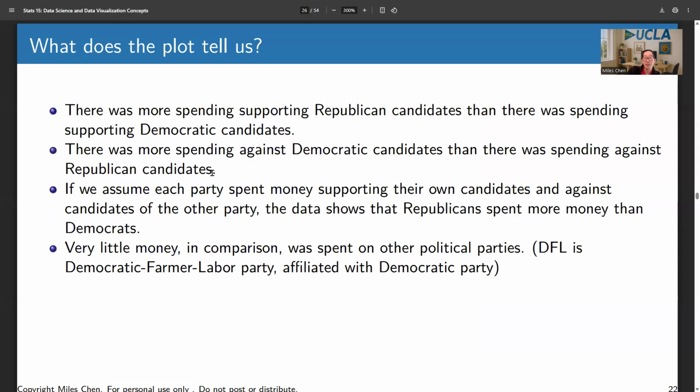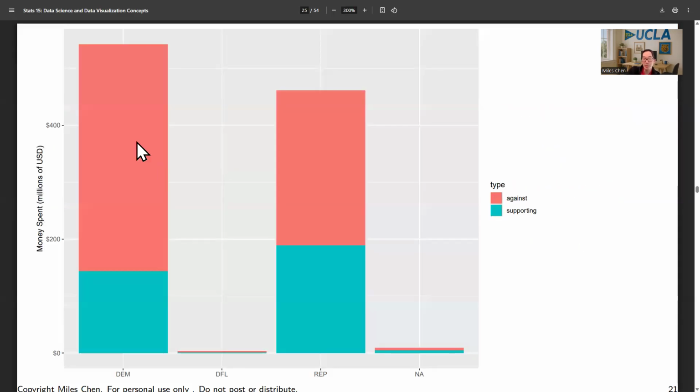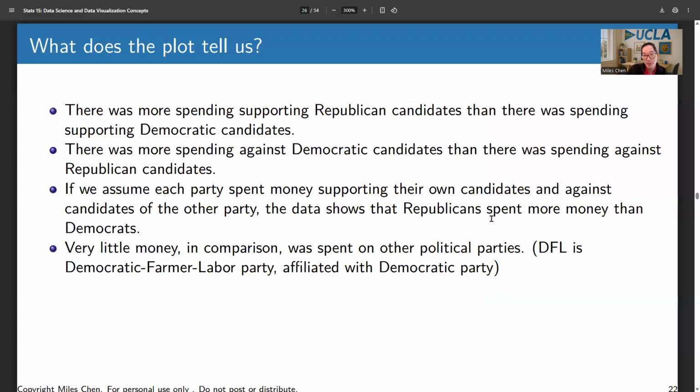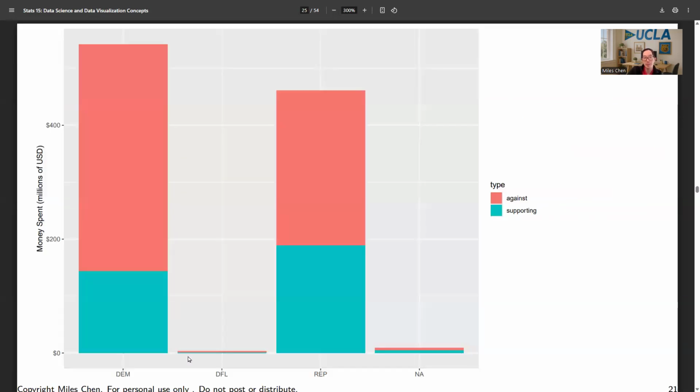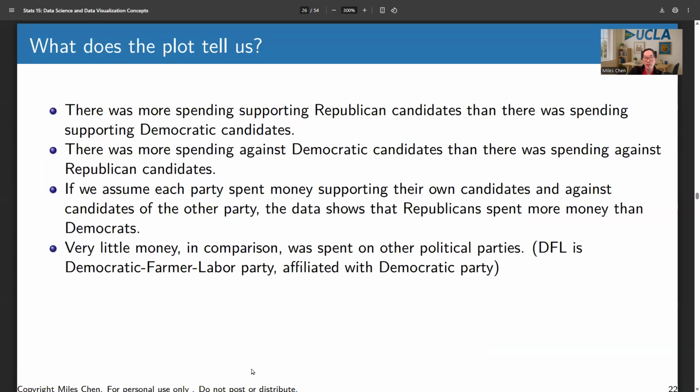We can see that there was more spending against Democratic candidates than against Republican candidates. The red part for against Democratic candidates is larger than the spending against Republican candidates. That red part is a little smaller. And so we can say Republicans had spent more money than Democrats during that election. And then, very little money spent on other political parties. That's what we have there.